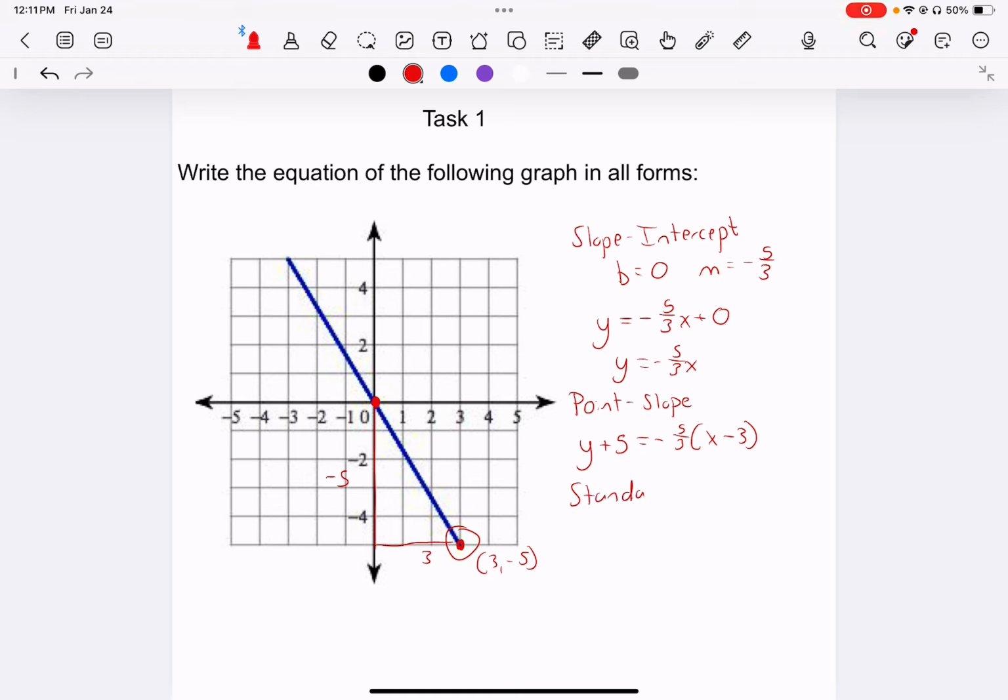And then my standard form, I'm going to take my slope-intercept form of y equals -5/3 x and isolate the constant. So I'm going to add 5/3 x to both sides. So I have 5/3 x plus y equals 0. And now I don't want any fractions, so I'm going to multiply by my denominator of 3. And that leaves me with 5x plus 3y is equal to 0.